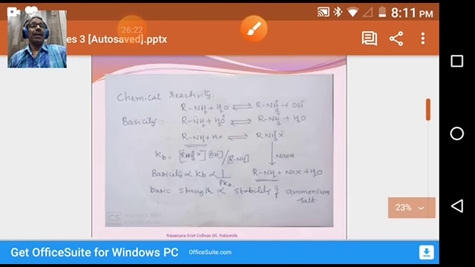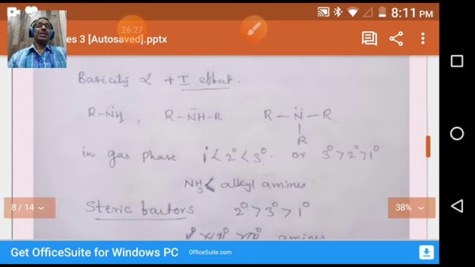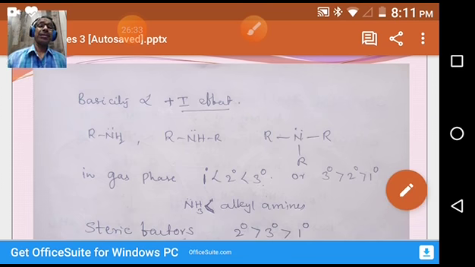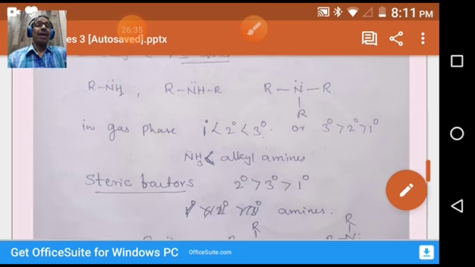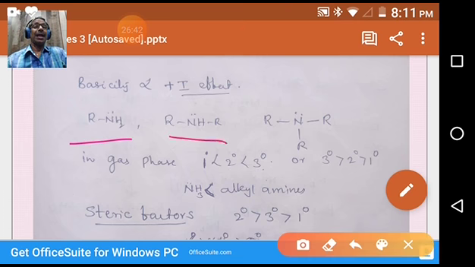We compare this basic strength across different classes of compounds. To explain basicity, we have three factors: the plus I effect, the steric factor, and the solvent effect. We'll discuss them one by one. When we compare primary, secondary, and tertiary amines, as per the plus I effect, an electron donor is a base. The presence of alkyl groups, which are plus I groups, means electron releasing groups.